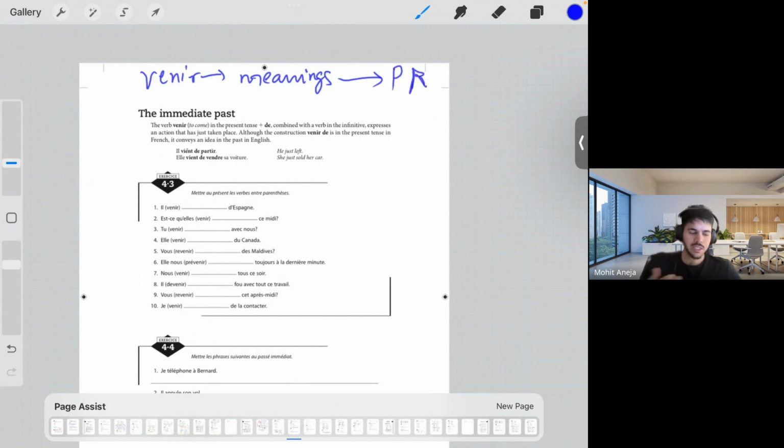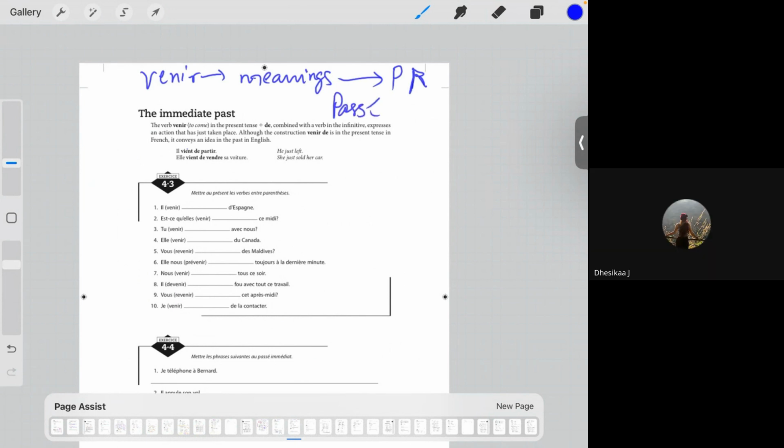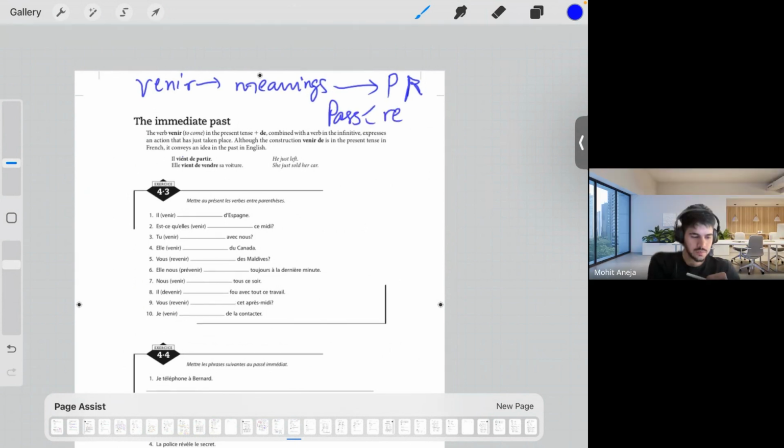In English, it's called immediate past, but in French, it's called passé récent. It's not ré, it's récent. Something that just happened. I just taught you the future past tense. How will you say that? Example: je viens d'apprendre le passé récent, for example, or le future past.